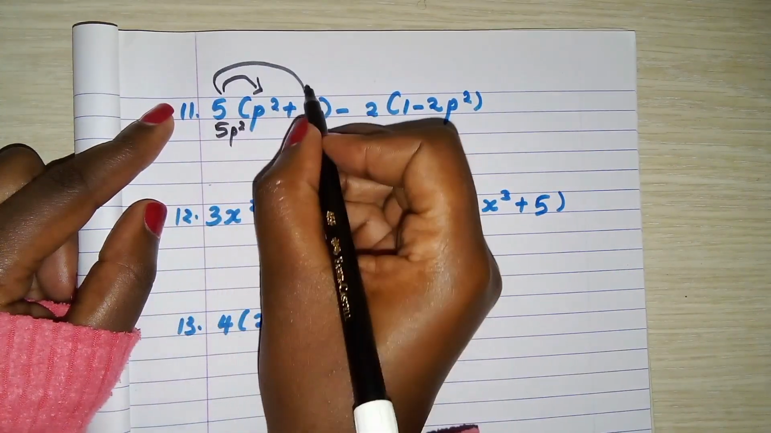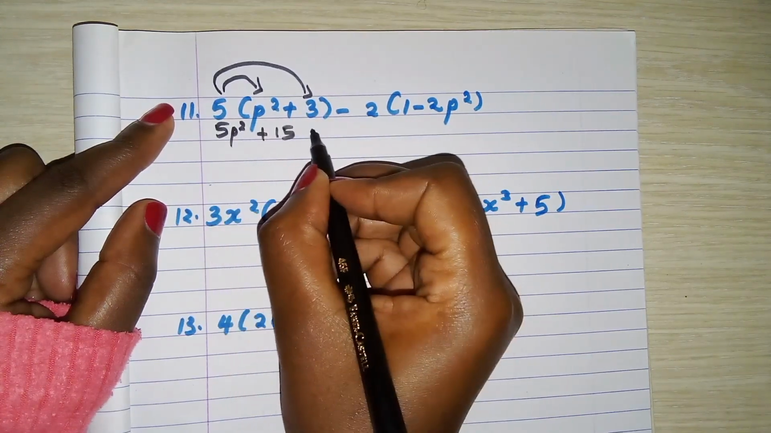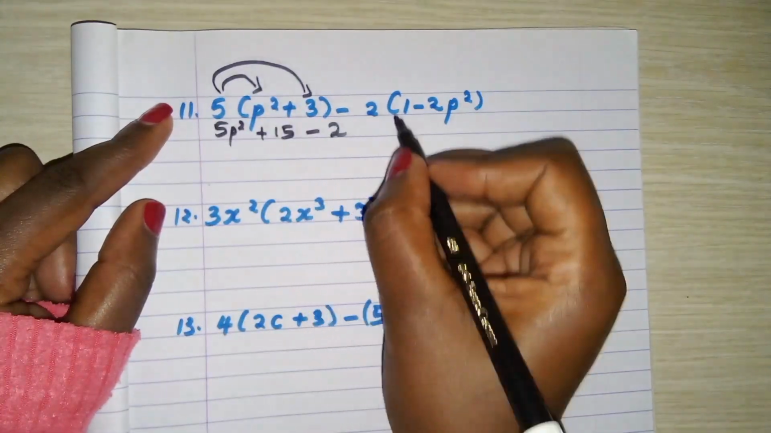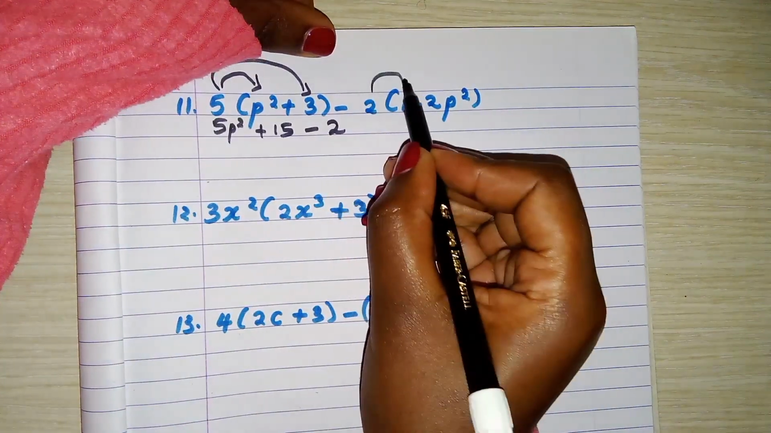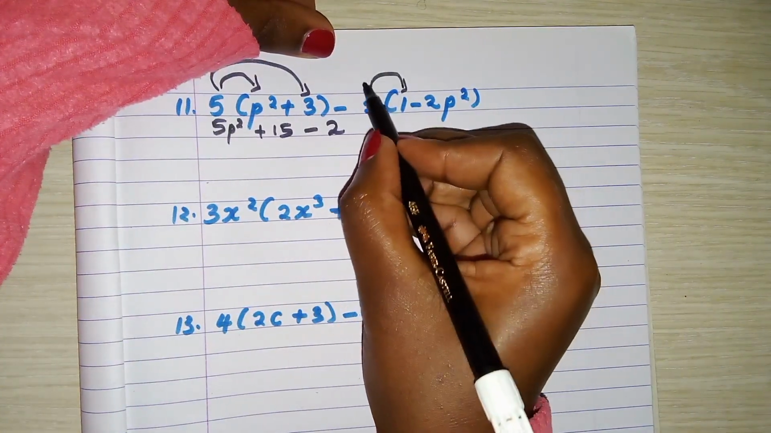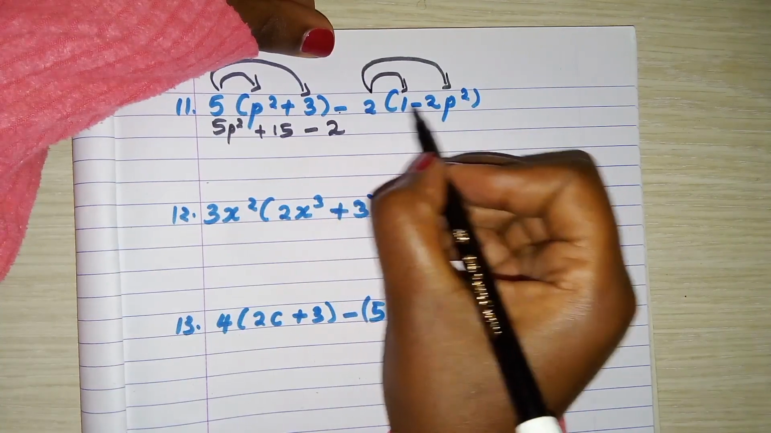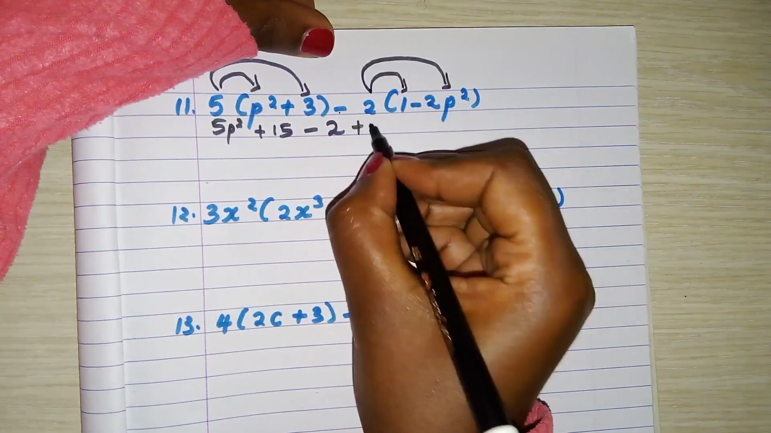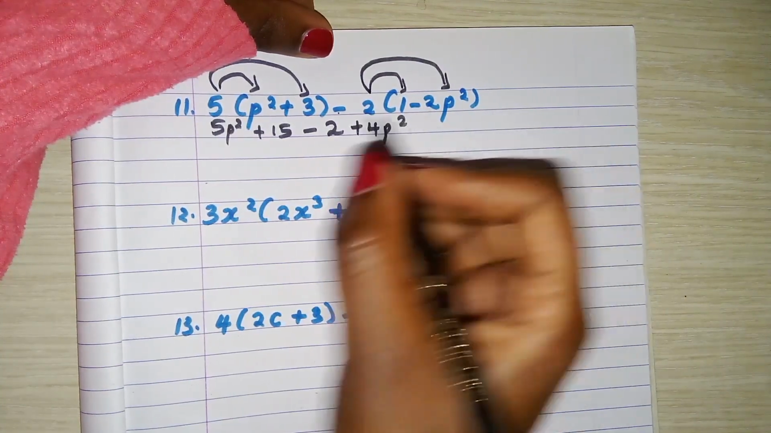So 5 times p squared would be 5p squared. 5 times 3 would be 15. Minus 2 times 1 is 2. Okay, so we have done 2 and 1 to give us negative 2. And then negative 2 times negative 2 is positive 4p squared.